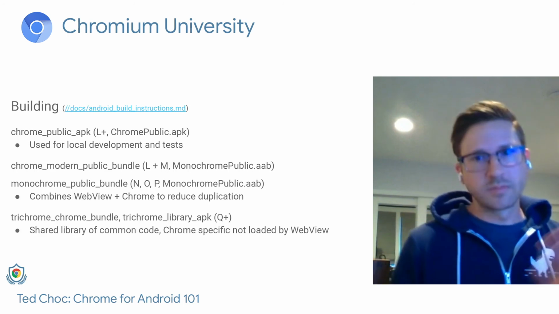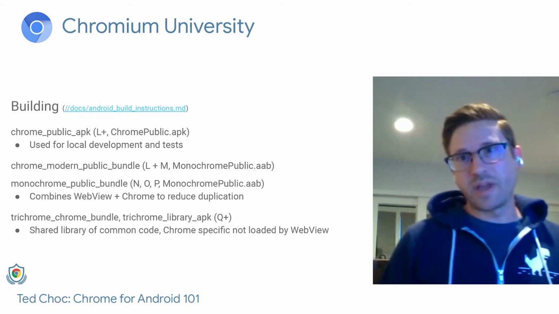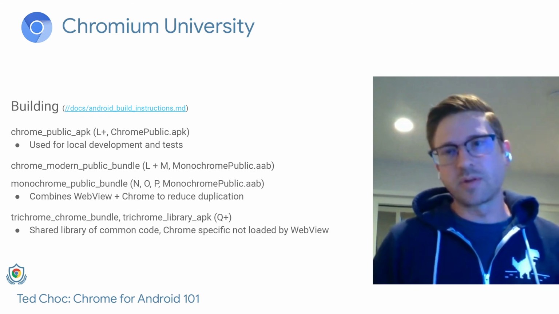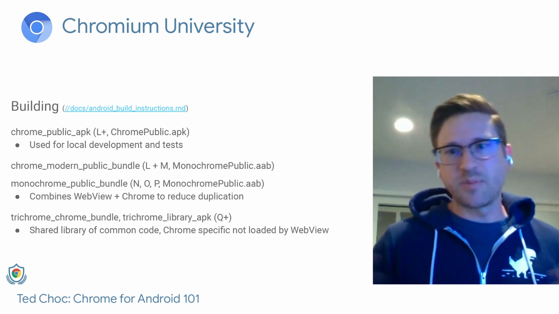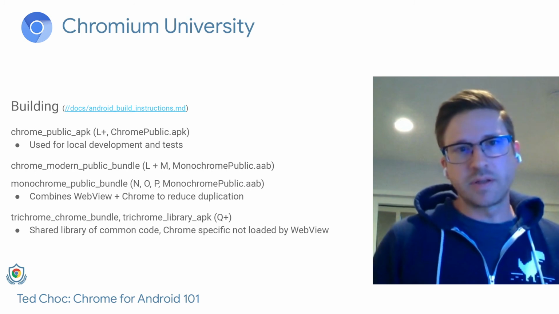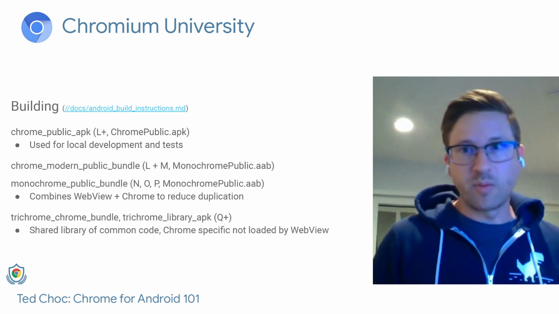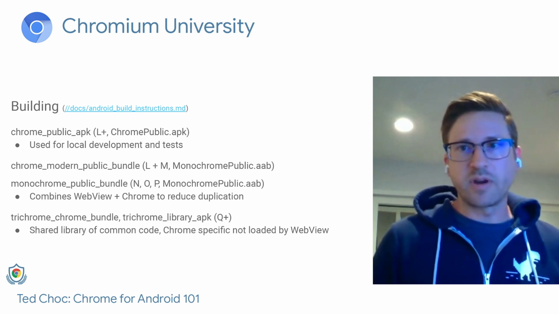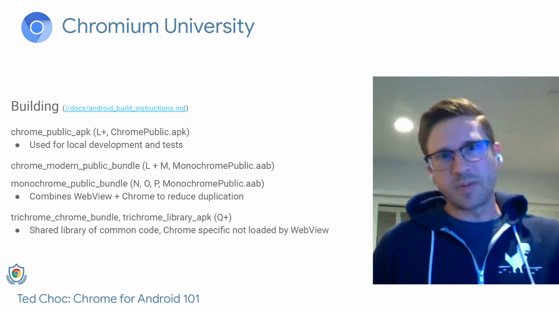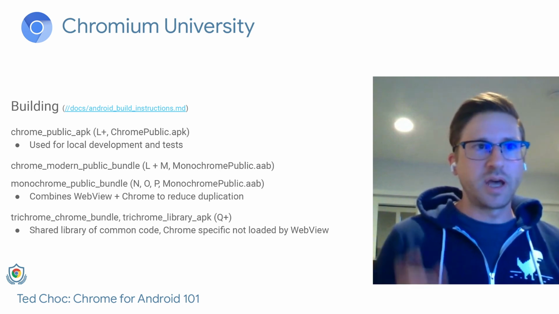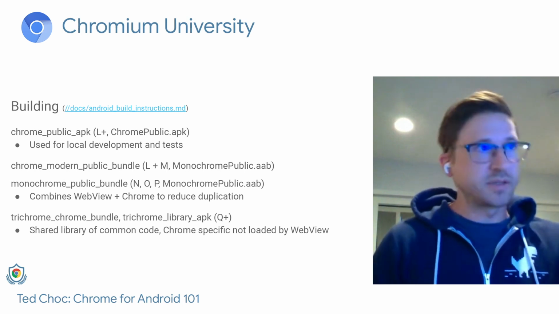So building, high level overview. We use different things on different versions. We use APKs for local development, but we use bundles, which allow the Play Store to do some magic to give just the bits the users need. We use that on later versions. We do a combined WebView and Chrome for a couple versions called monochrome, and we use trichrome for the current versions of Android. So this is just something that gives you what to look for, what's the output, and which version we use it on. I do recommend looking at the build instructions markdown at the top.